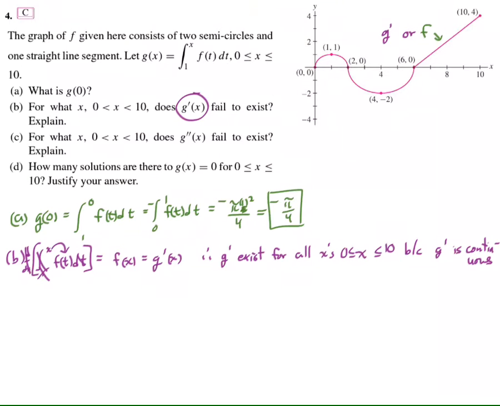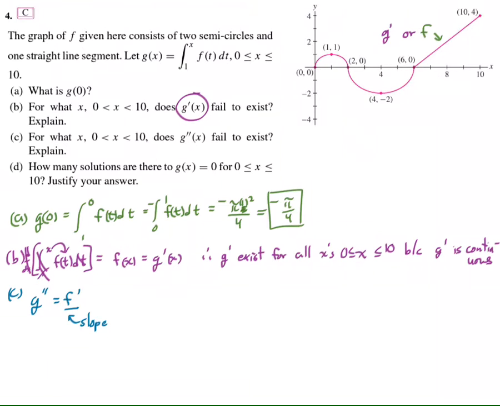A, B, C, D. A, B, C. Okay, now we're on C. C says, for what values of x from 0 to 10 does g double prime fail to exist? So let's think about that for a second. If we found g double prime, that would be the same as finding f prime. Because g prime equals f, that means g double prime would equal f prime. So if that's true, since f prime represents slope of f, then we just need to look at the slope right here on this function.